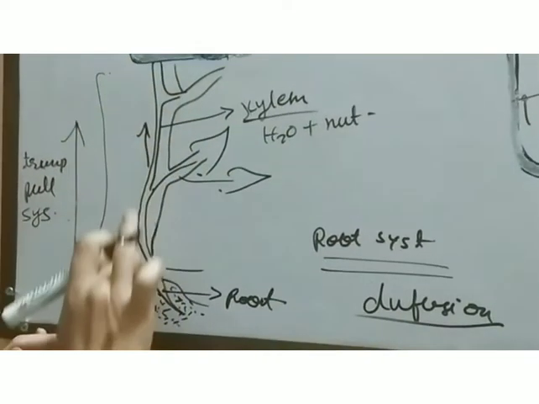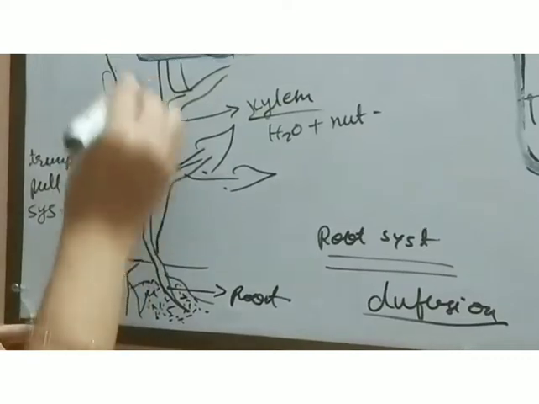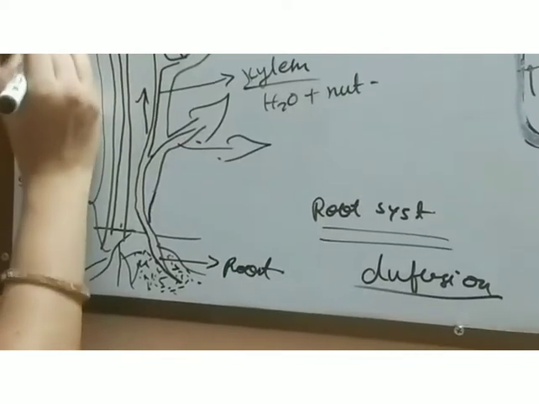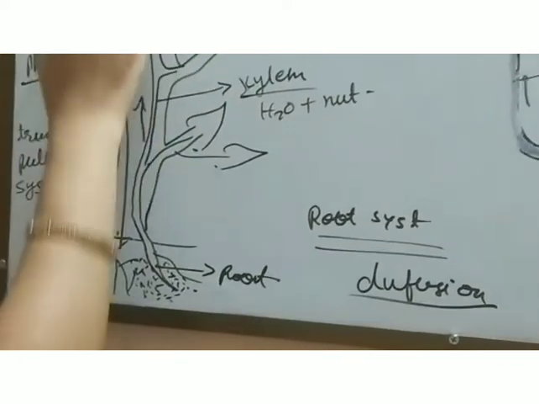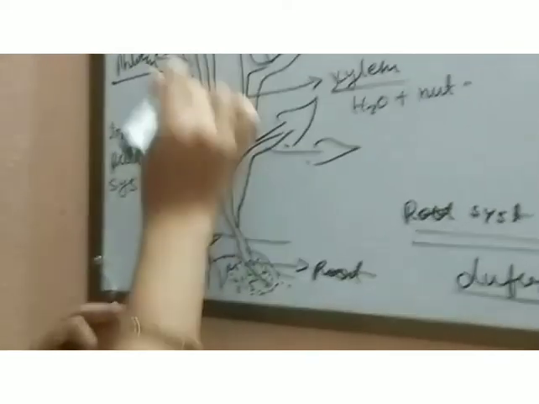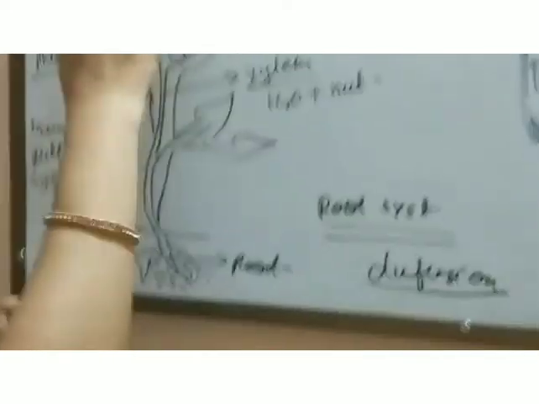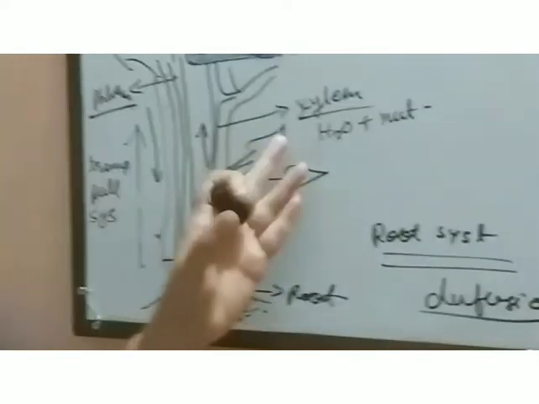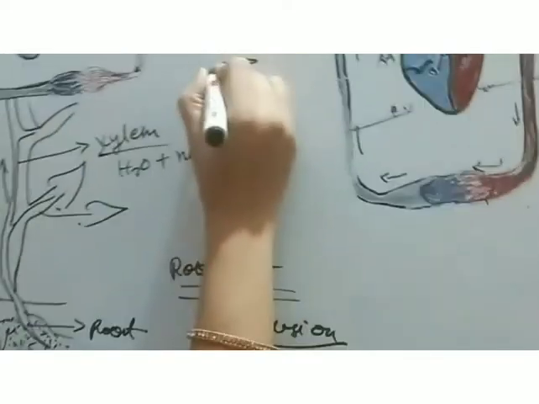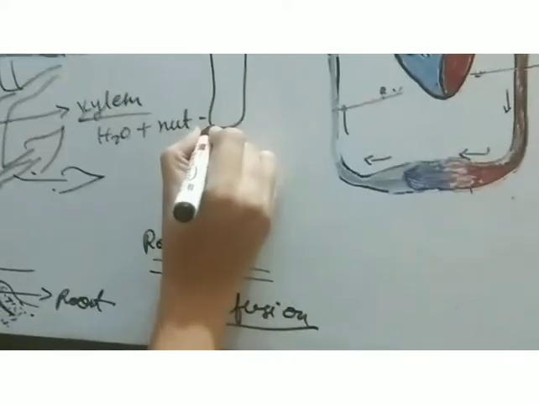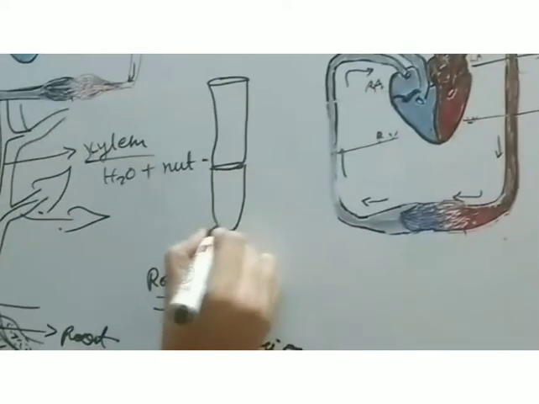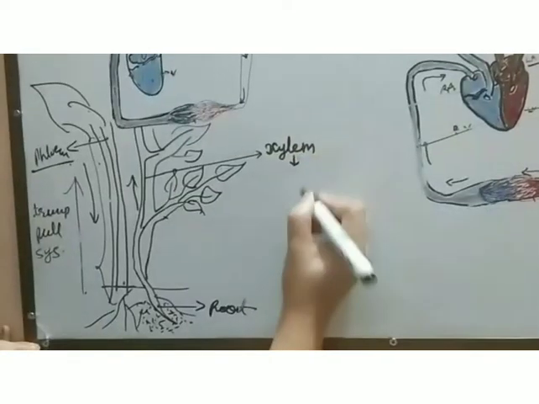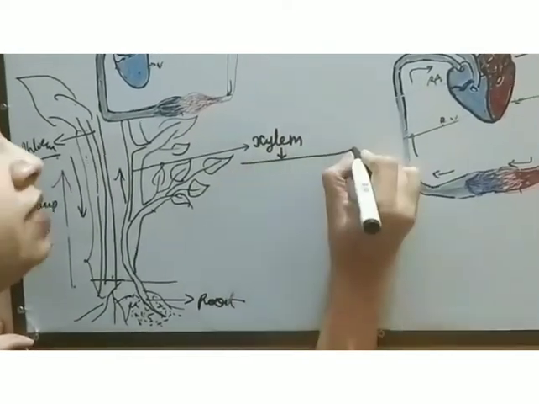Another kind of vessels are also there in the plant. These are the phloem, which transport prepared food from leaves to all the parts of the plant. Students, xylem has some cells like this, tracheids and vessels which are perforated, and conduction of water takes place in three steps.